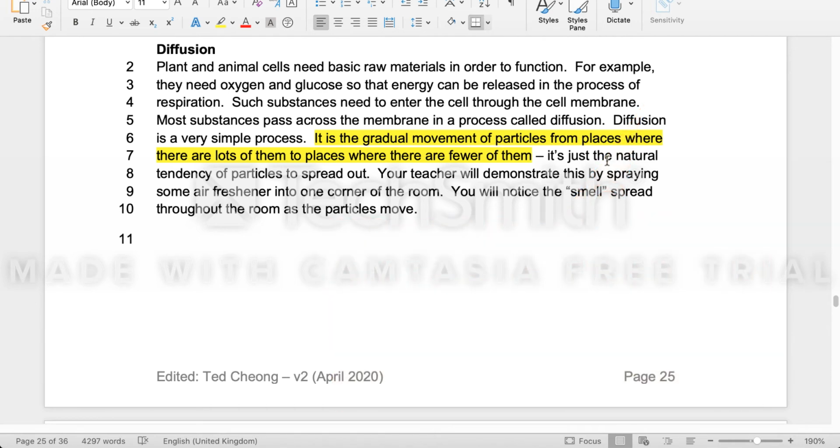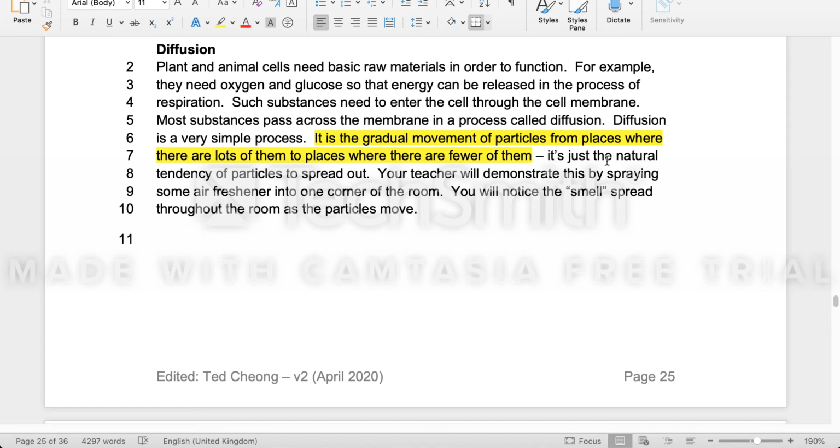So most substances will pass through the membrane in a process called diffusion. And it's a very simple process. And here's that highlighted bit here. It is the gradual movement of particles from places where there are lots of them to places where there are fewer of them. And this might seem like a really confusing way to explain diffusion, but with lots of pictures and visuals, you're going to understand this.